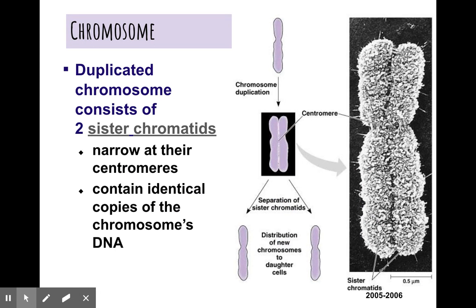You also need to know the structure of a chromosome. A duplicated chromosome consists of what are known as two sister chromatids. You get one chromatid from each parent, one from your mother, one from your father. It is held together at the centromere, or in the middle, and it contains identical copies of the chromosome's DNA.